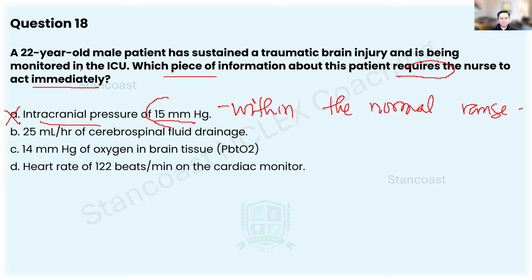What about letter D? Heart rate of 122 beats per minute on the cardiac monitor. Is this going to be a sign that you should act on right away? We know tachycardia 122, it's tachycardia. Anything above 100 is already considered tachycardia. It is a sign of stress, right? It could be a sign that there is pain or maybe other issues, but there is another critical issue that we need to deal with.